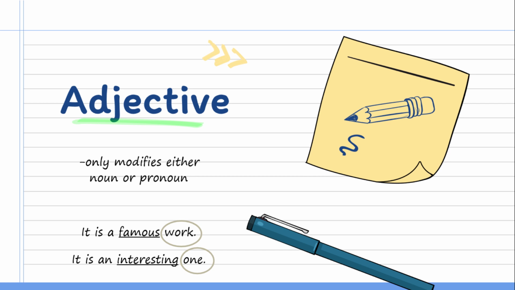An adjective only modifies either a noun or a pronoun. For example, it is a famous work. Work is the noun modified by an adjective famous. It is an interesting one. One is an indefinite pronoun modified by an adjective interesting.